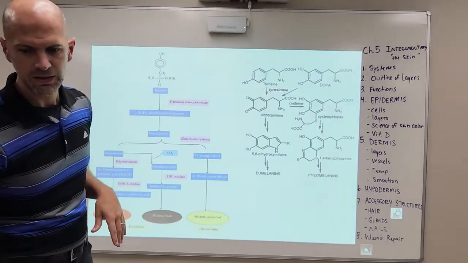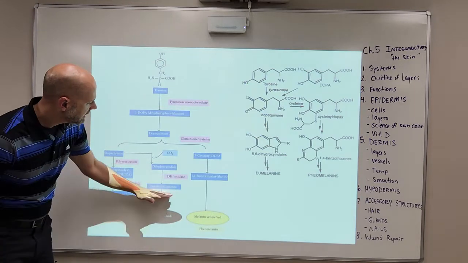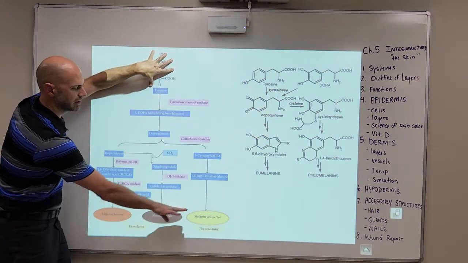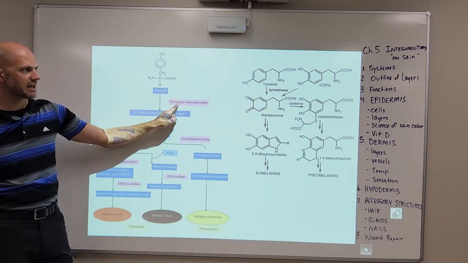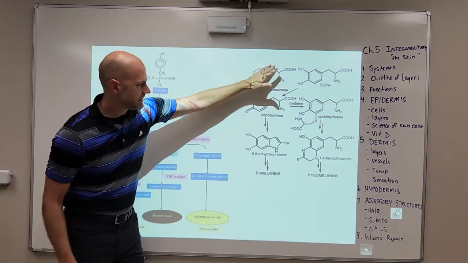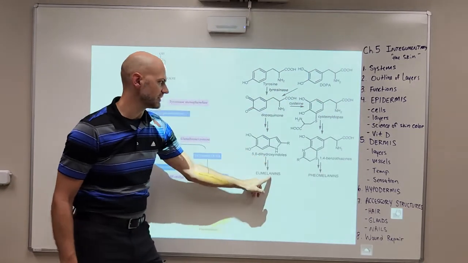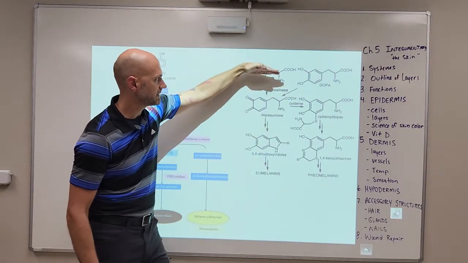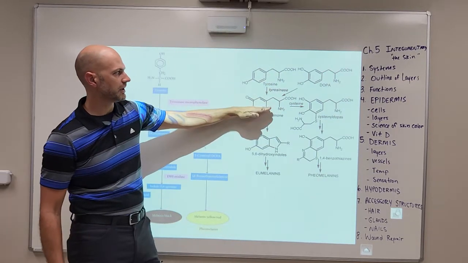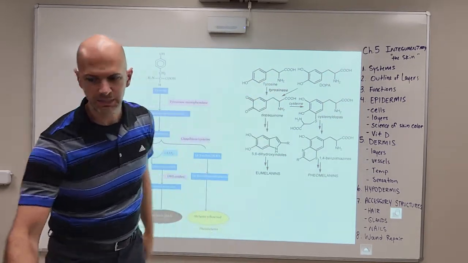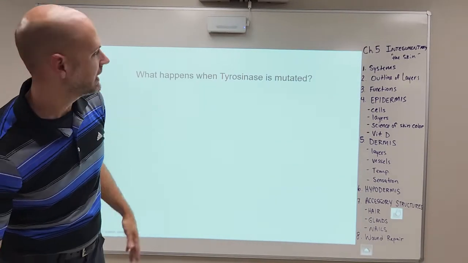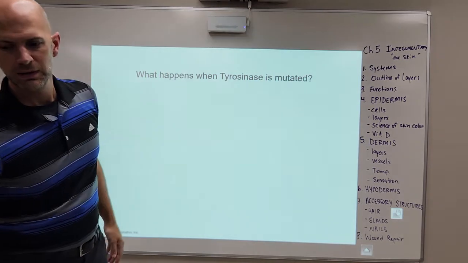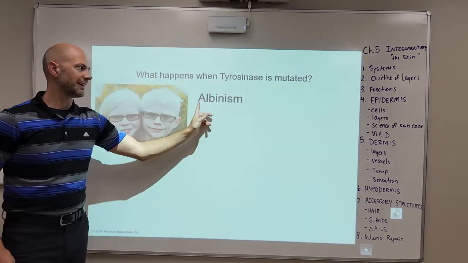Just a side note. So here is the biosynthetic pathway going from tyrosine down to melanin, and this is an important enzyme. Here's a similar one, the pheomelanins versus the eumelanins, and here is our friend tyrosinase, going from tyrosine to L-DOPA. If that enzyme is broken, what happens when tyrosinase is mutated? We'll get something called albinism.